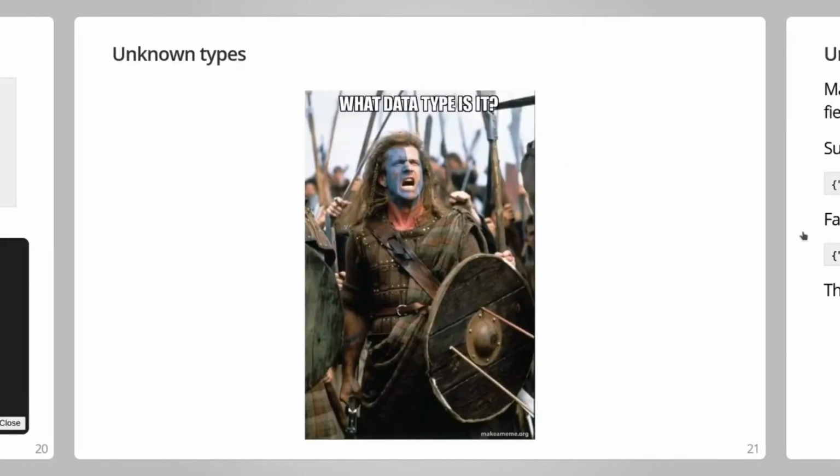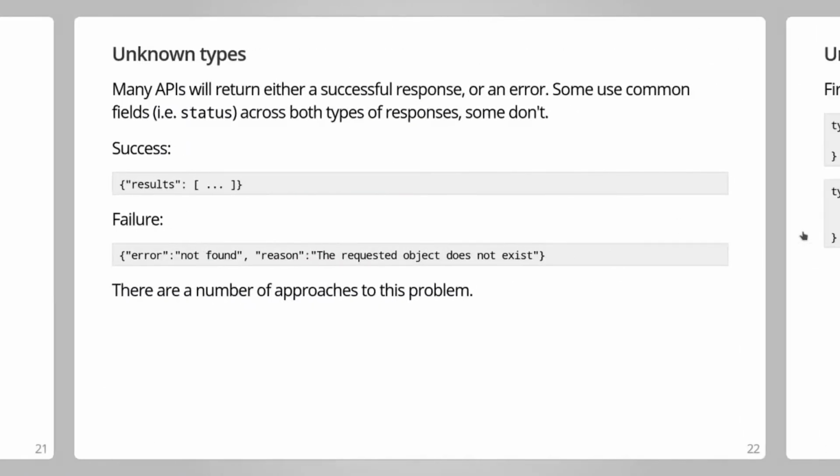What happens when you don't know the data type? So let's use an example of an API that returns one type of object for success and another type for failure. And for the sake of argument, we'll assume you cannot determine which is which based on, say, the HTTP response code. You only know by reading the JSON result.